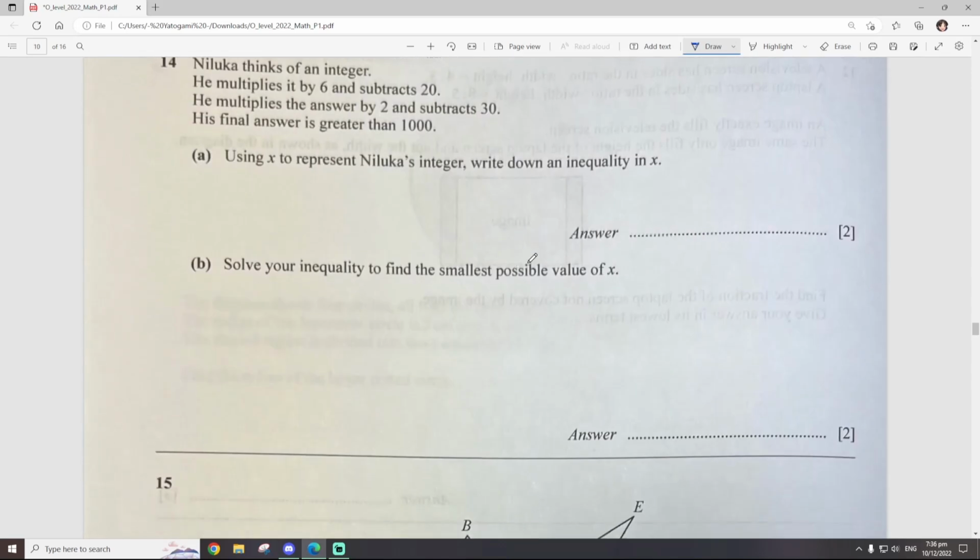Nilka thinks of an integer. He multiplies by 6 and subtracts 20, then multiplies by 2 and subtracts 30. The final answer is greater than 1000. Okay. I'm not sure whether you need to simplify the inequality once you form it first, but essentially the inequality is: you have x to start with, so you get 6x, you subtract 20. This answer you multiply by 2 and subtract 30. And this is greater than 1000.